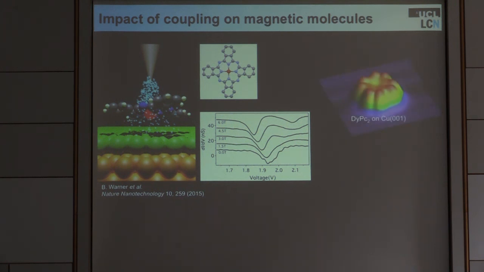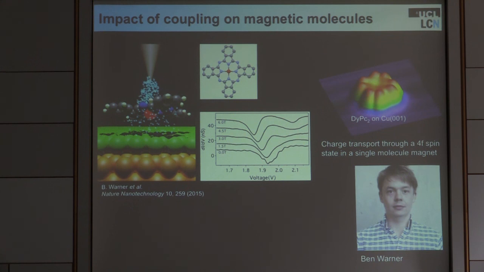We're also exploring more complex interactions. If you take two of these phthalocyanines and sandwich an f-shell atom in the middle, you get f-shell magnetism. You can then study charge transport through this and how that charge transport is modified by the coupling to the surface. If you're interested in that, my former PhD student and now postdoc Ben Warner, who's in the audience, has a nice little poster about that, so please go bother him about that.